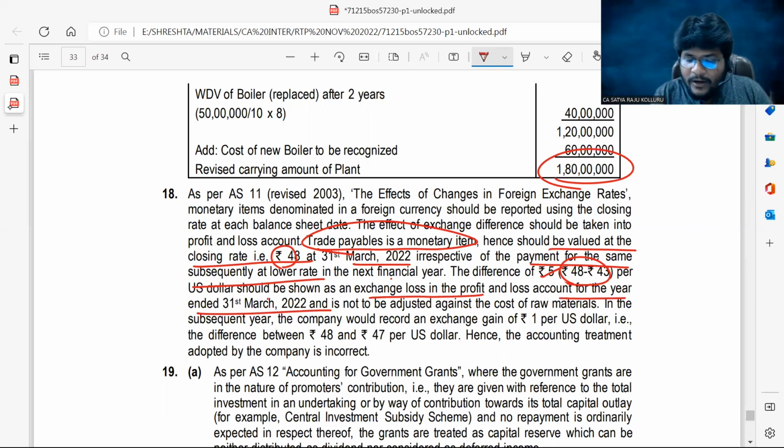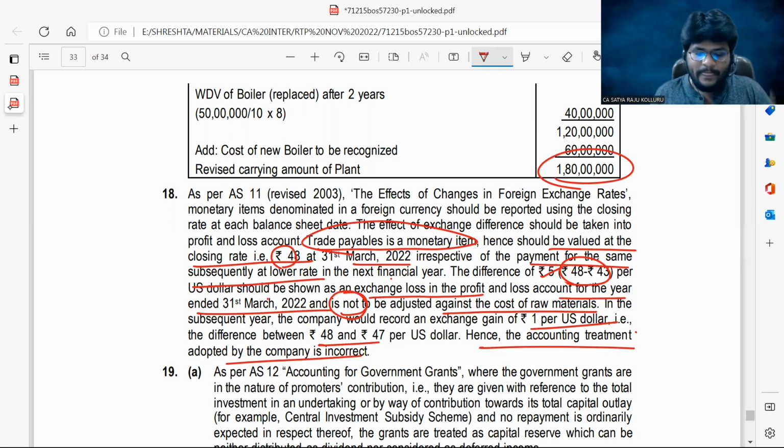And also, it should not be adjusted against the cost of raw material. It should be adjusted against the supplier. That's correct. In the subsequent year, the company would record an exchange gain of 1 rupee per US dollar. That is the difference between 48 and 47 per US dollar. Hence, the accounting treatment adopted by the company is incorrect.